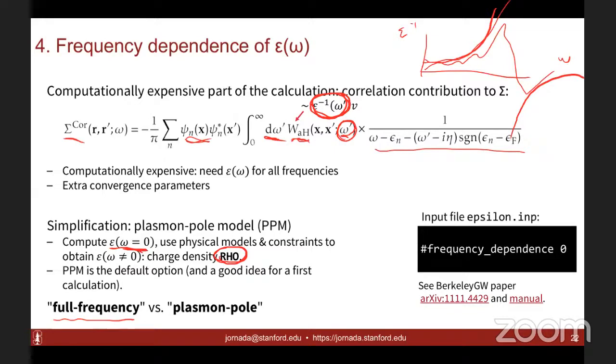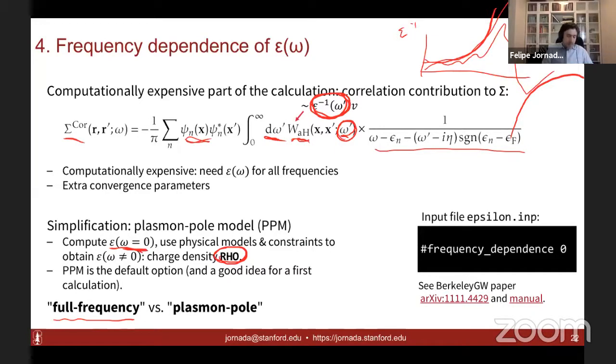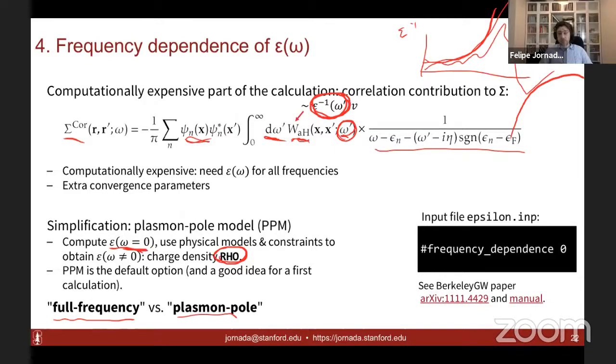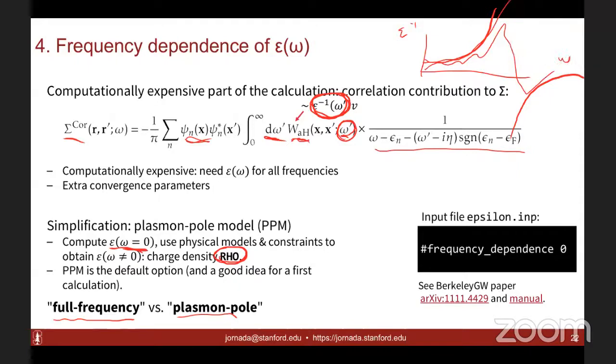So this model, which is the plasmon pole approximation, we will be using in the workshop today because it's slightly faster and easier to converge. But please take a look at the manual and more recent calculations to see how you can actually do this calculation also without this approximation using this full frequency approach.